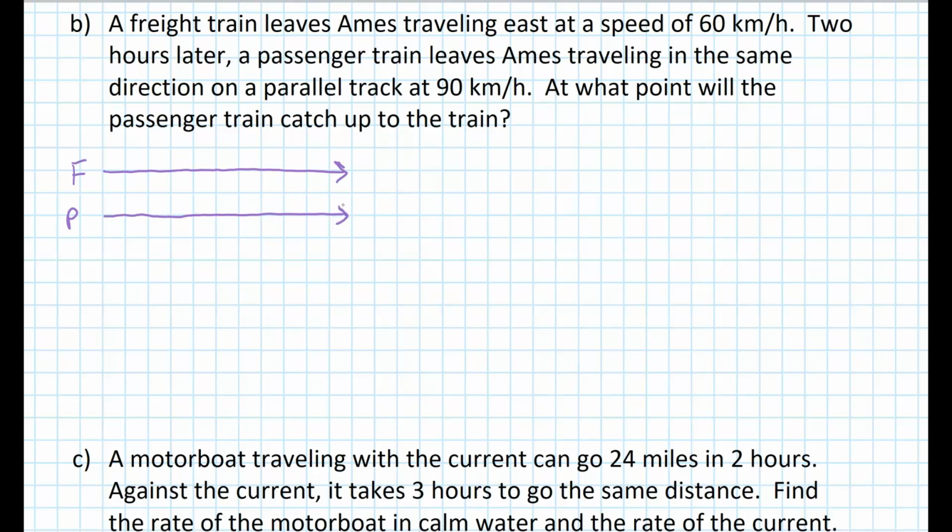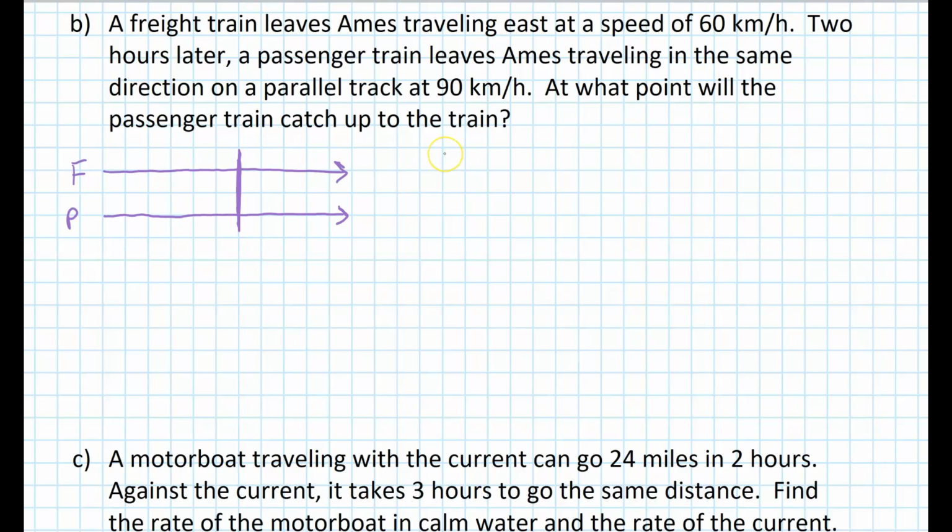What is it we're looking for? Where they catch up. But the hour is different for each of them. So that's what we're trying to figure out. How many kilometers does it take before they are in the same place?